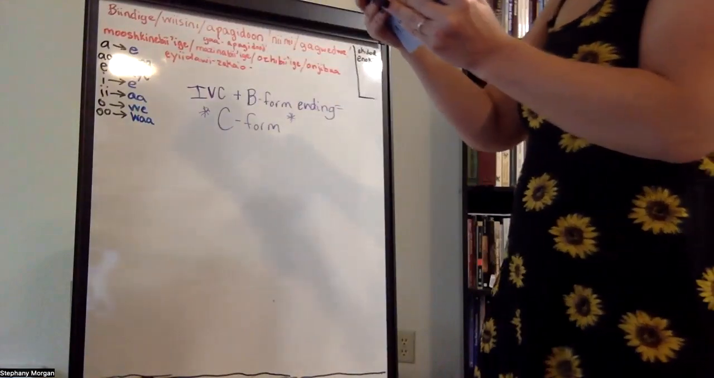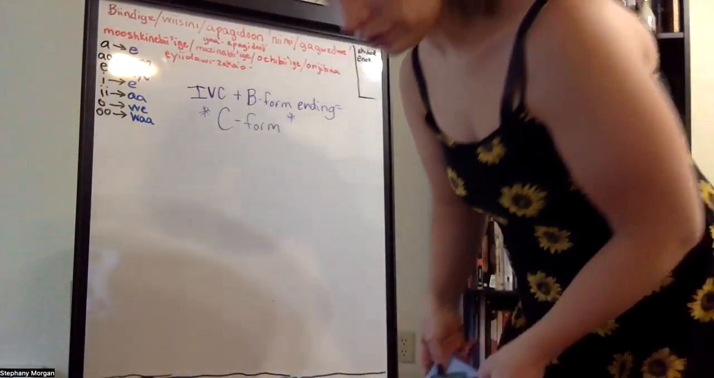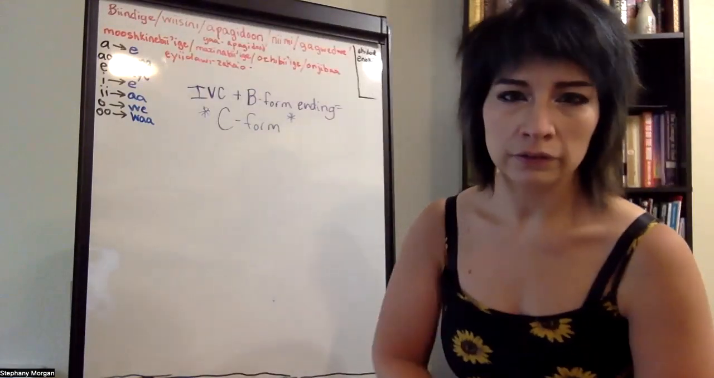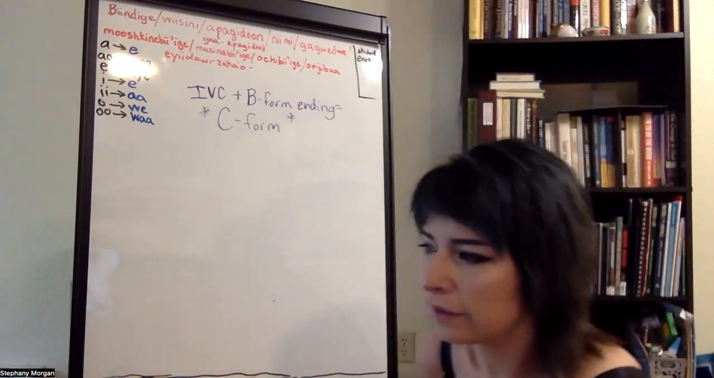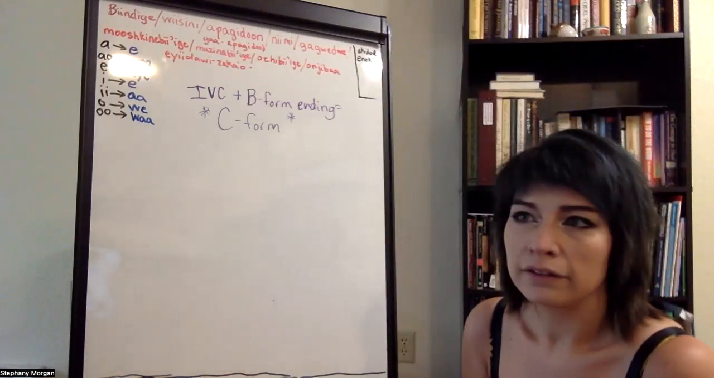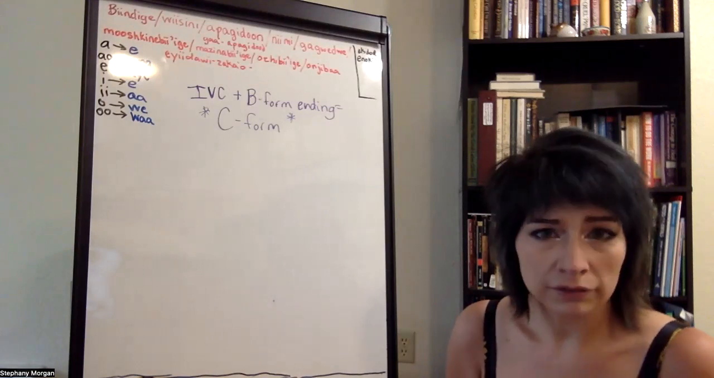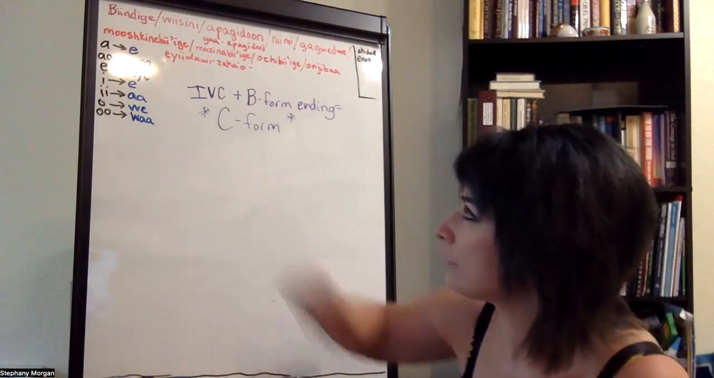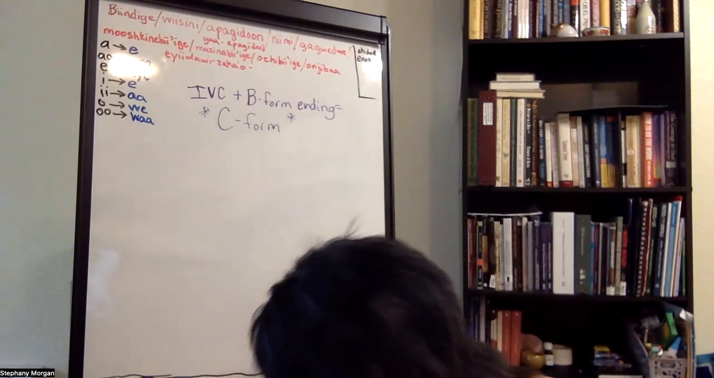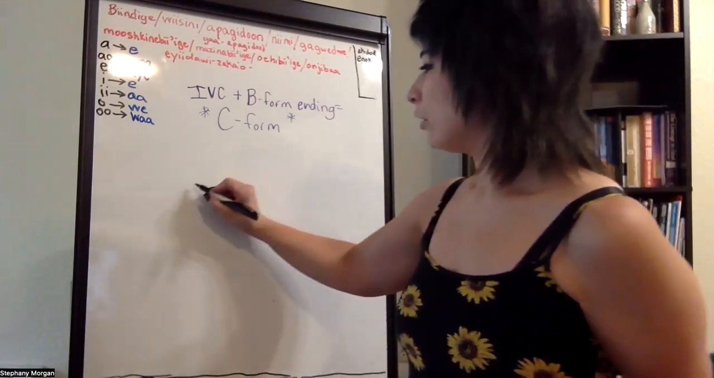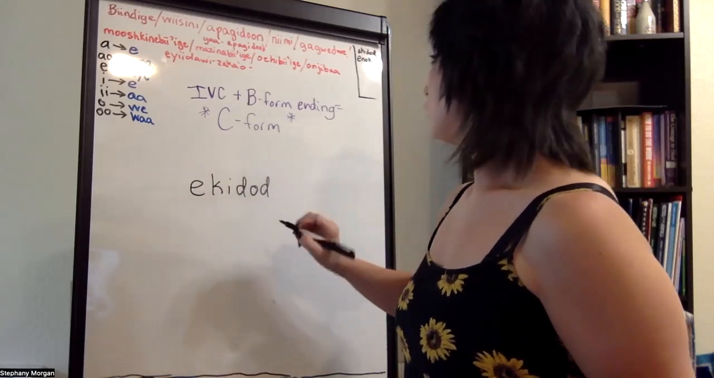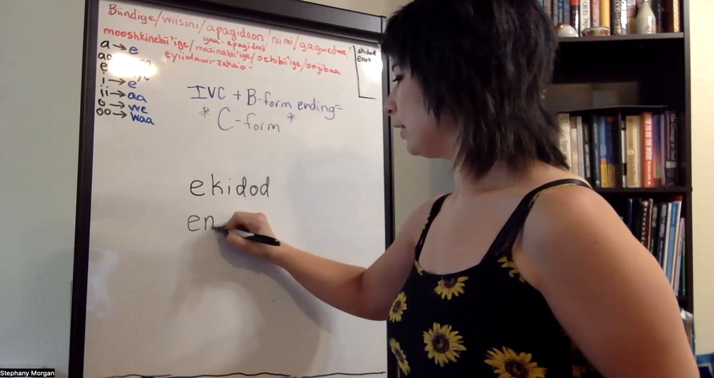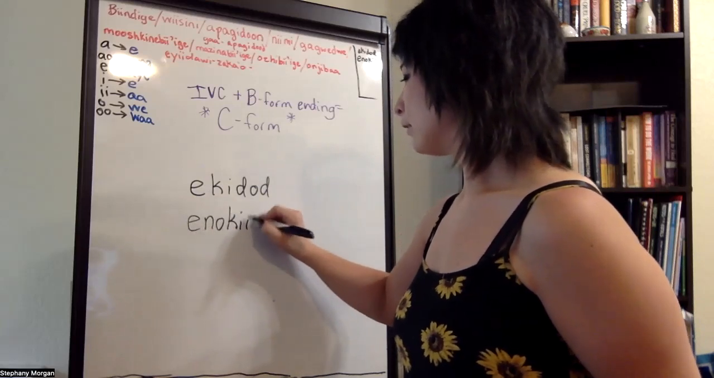But let's say that you come across a word and you're not sure what it means, and you try to look it up in the dictionary. The dictionary only shows you the root forms. So you have to peel off that B form ending, and then you have to make sure that the initial vowel change is not there. So that means you'd have to go backwards. So let's say that you have two words. You come across a kidod, and you come across an enokid.